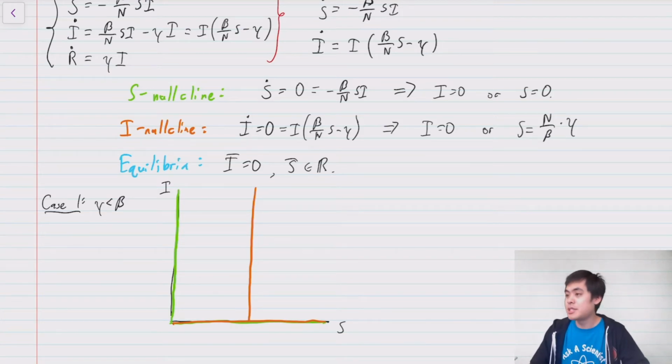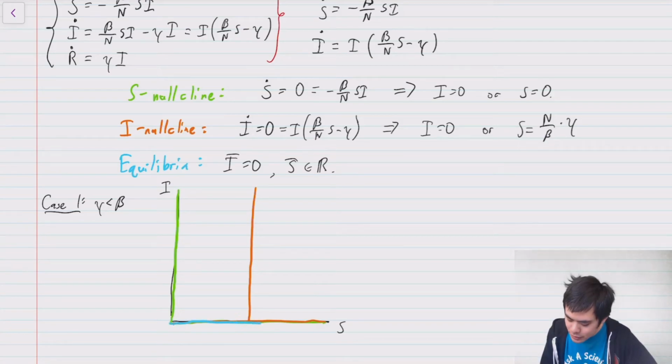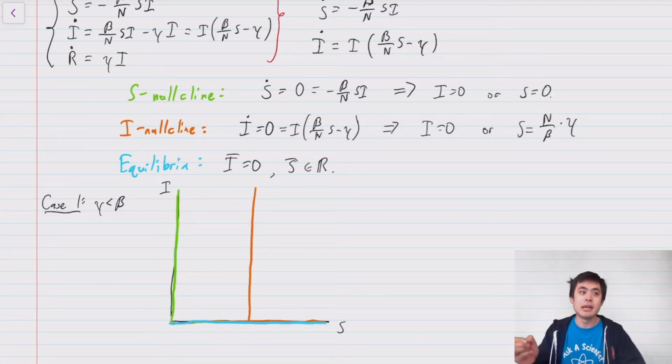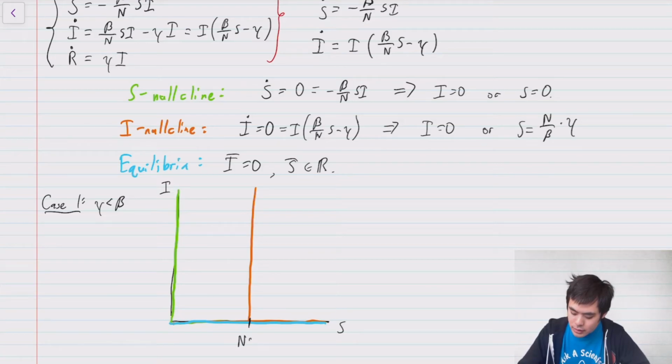And note that, of course, the intersection of these two nullclines is the equilibria, and so this I bar is equal to 0. So all of that is equilibria. Let's say this point here is n gamma over beta, and this point here is 0, the origin.